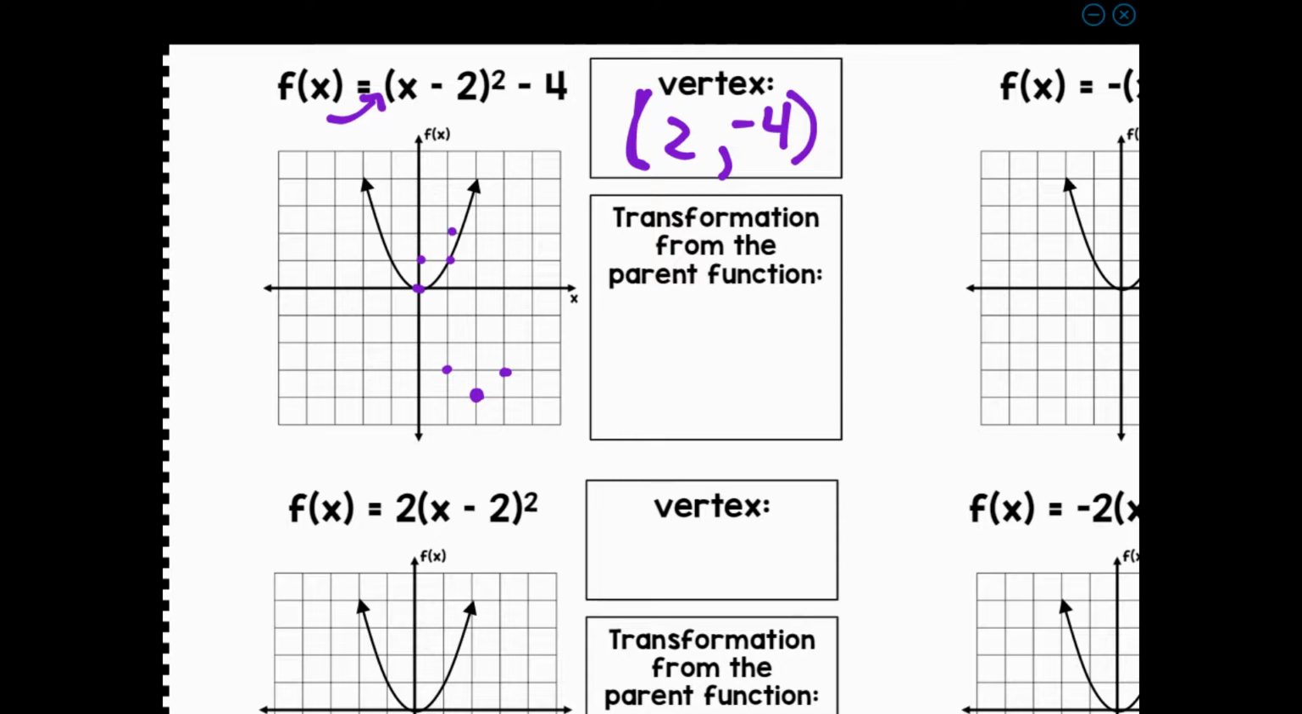Right? And then I went up 3 over 1 to get to the other point. So 1, 2, 3 over 1. And then it reflects over here. So there's my new graph. What change happened? It just moved up. Moved down. It moved down.